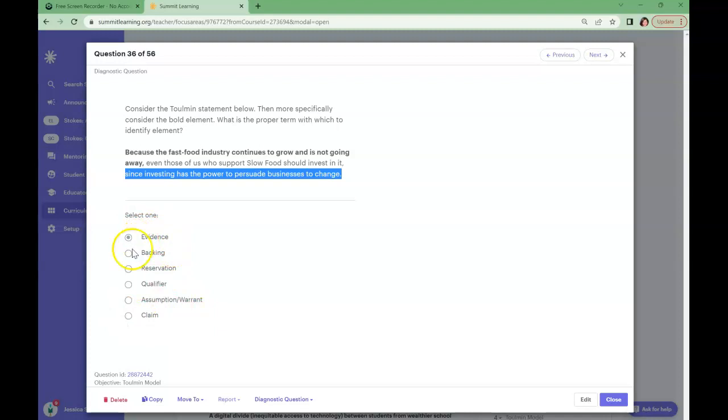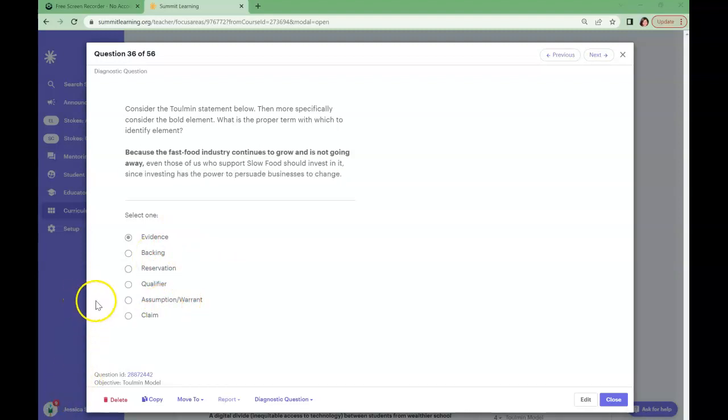The evidence is what is used to support the claim. It's the observations, the data used to support the claim, and the backing similarly are observations and data, but their purpose is to support the assumption. So when you're trying to determine the difference between the evidence or the backing, try to determine which is being supported, the claim or the assumption.